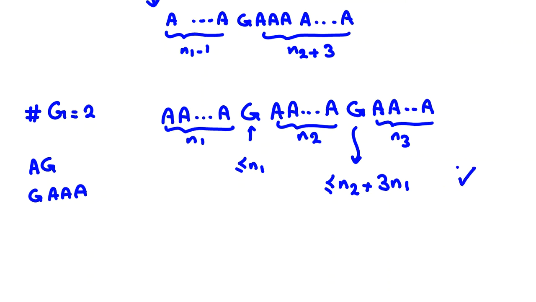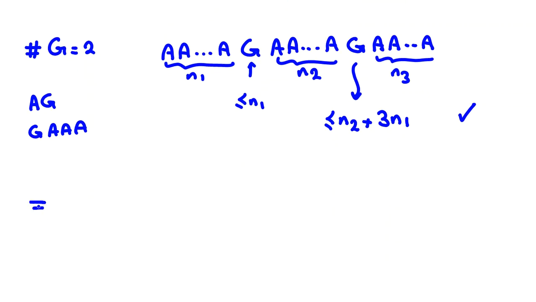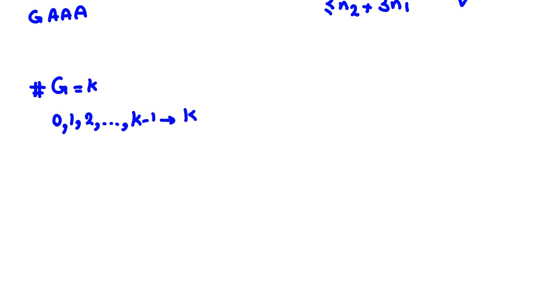Now you can solve it with induction. Consider, for example, that the number of G's is at most k minus 1. Or let's consider the number of G's being k, which we want to prove, and suppose we proved it for 1 to k minus 1. We want to prove it for k, using only the cases up to k minus 1.